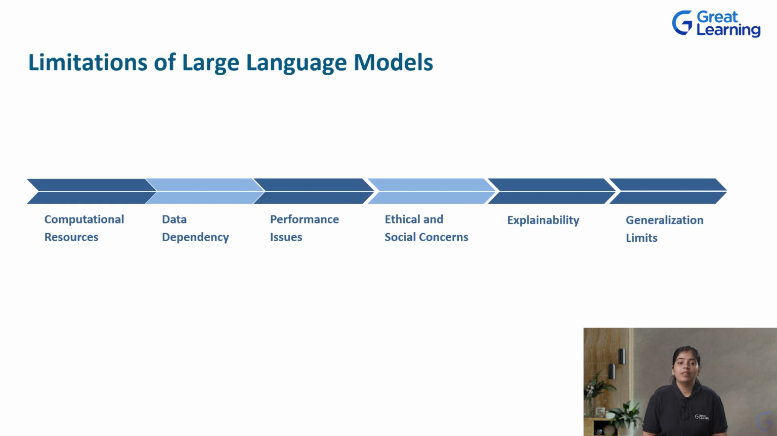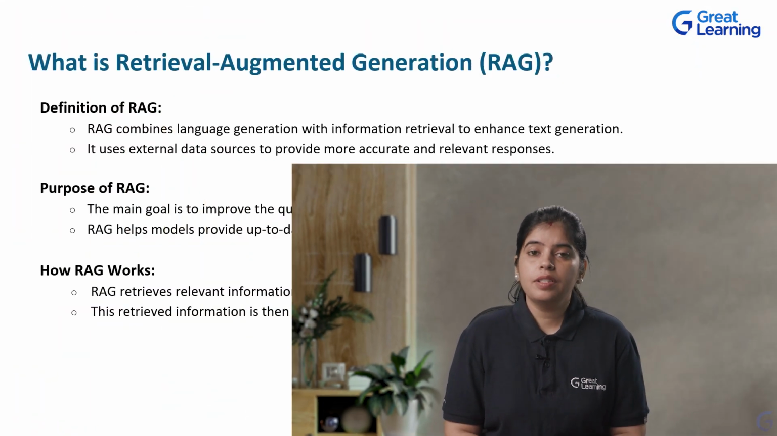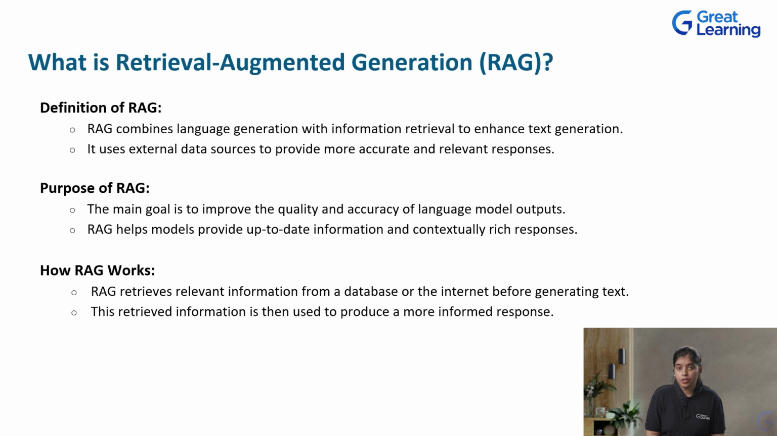So these are all the limitations of large language models, and because of these limitations, we'll move to RAG, which will be used to overcome them. Let's understand retrieval augmented generation, which is RAG. What is RAG? First, we'll discuss the definition. Then we'll cover why we use RAG, the purpose of RAG. And last, we're going to understand how it works.